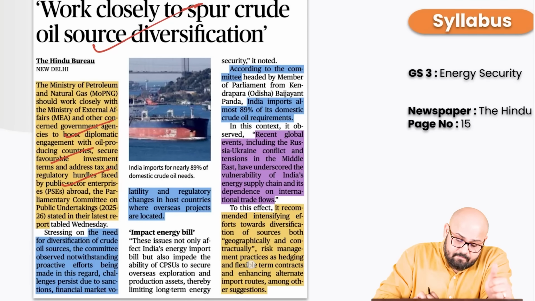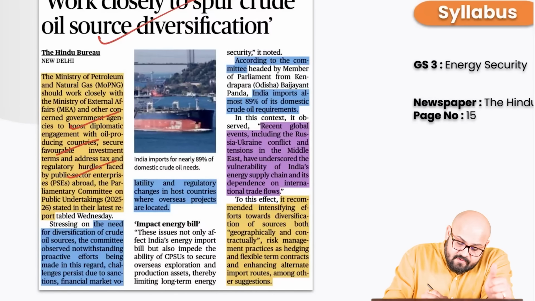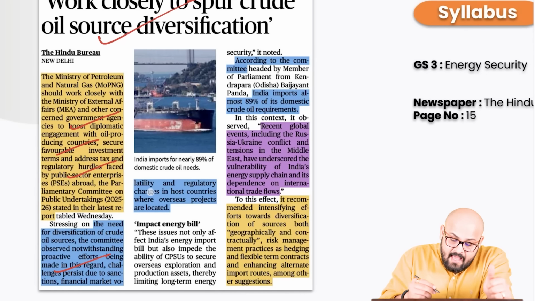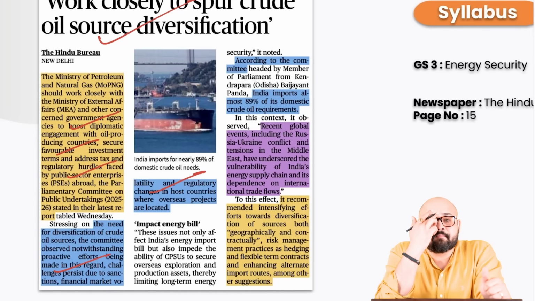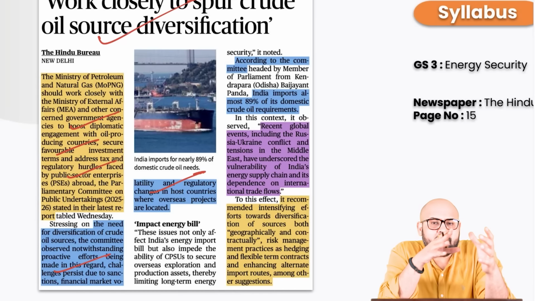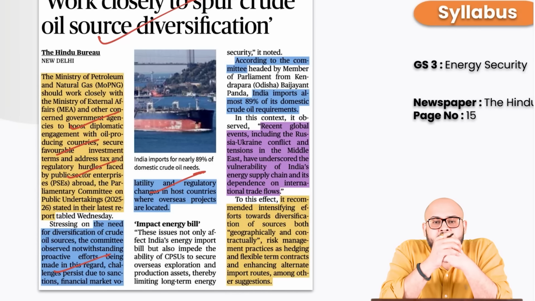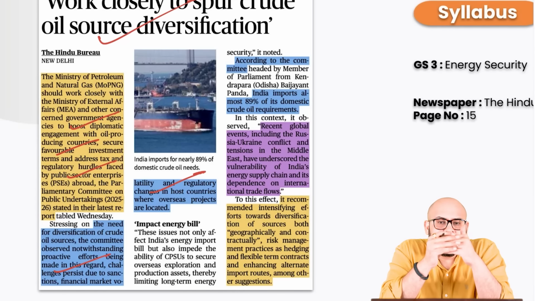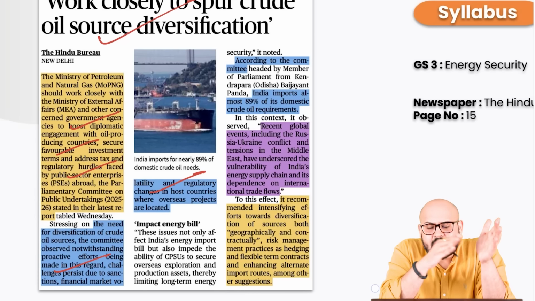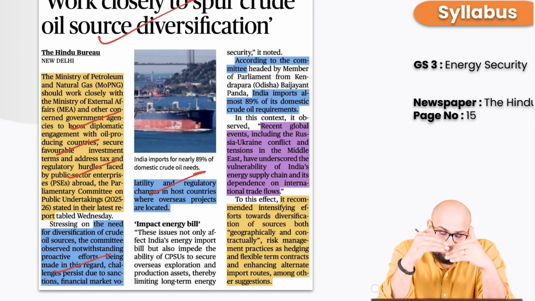On the need for diversification of crude oil sources, the committee observed that, notwithstanding the proactive efforts being made in this regard, challenges persist due to sanctions, financial market volatility, and regulatory changes in host countries. We were buying a lot of Russian oil, but because of the pressures from the US, from President Trump, because of the sanctions which have been imposed, the supply has been reduced. So there is a kind of volatility in the market. It is not something which is based on stability. So we'll have to come up with our own steps.